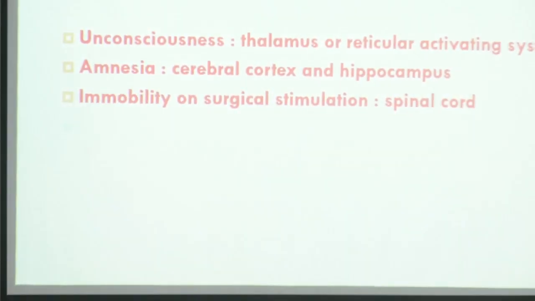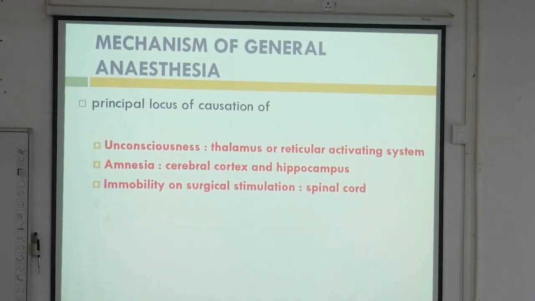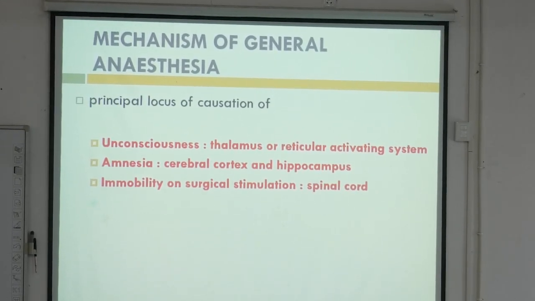So, what are the principles? The unconsciousness, or loss of consciousness, is due to the action on RAS, the reticular activating system, as well as the thalamus. The action on thalamus or RAS causes unconsciousness. Amnesia, loss of memory, is due to the action in the cortex and hippocampus.